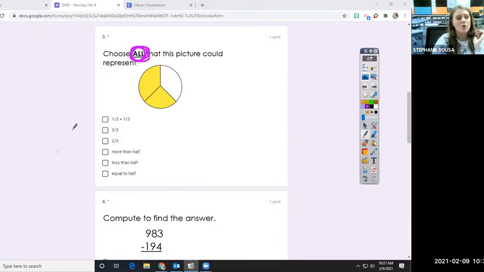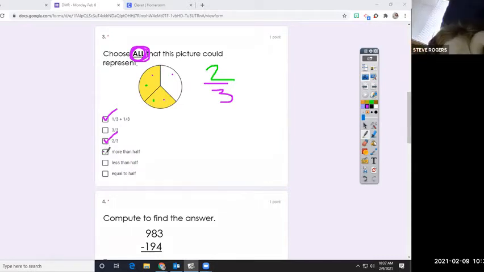Okay. We have 1, 2, 3 pieces. That means our denominator is a 3. 2 of the pieces are yellow. This fraction is 2/3. All of those answers are 1/3 plus 1/3, the yellow plus the yellow. It is not 3/3. It is 2/3.